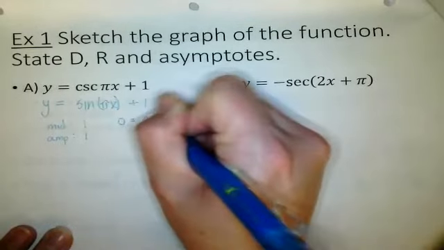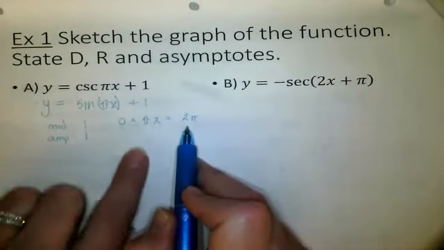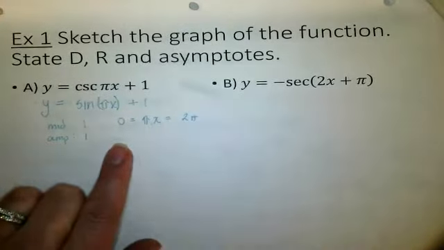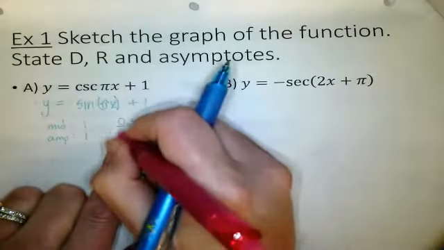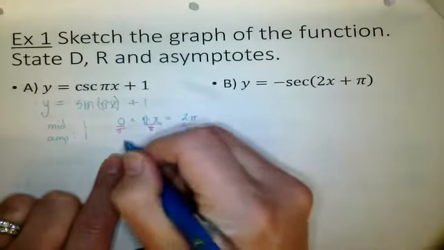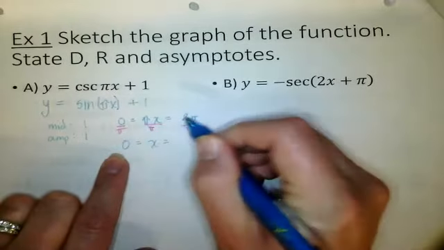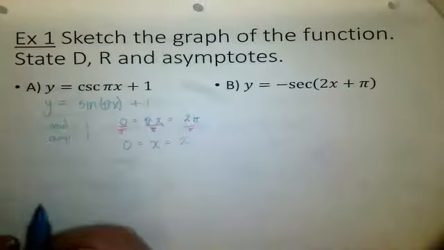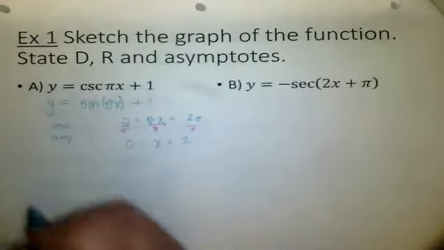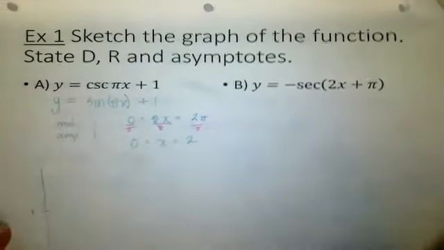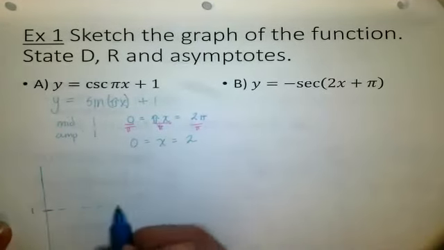So all the stuff with x is going to adjust the starting and ending values. So how do I solve for x? Divide by pi. 0 divided by anything is 0. 2 pi divided by pi is 2. So I'm first going to go ahead and draw my midline. My midline was 1. So there's my midline. I'm going to make it dotted.